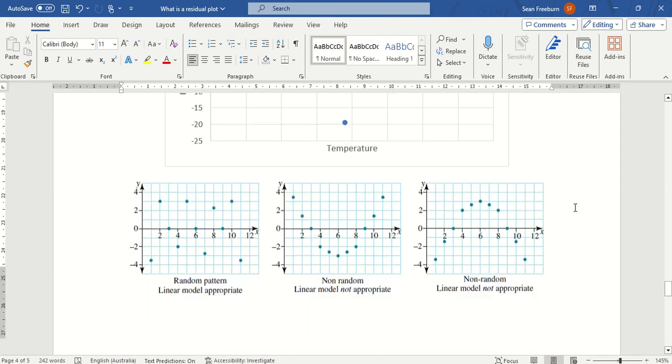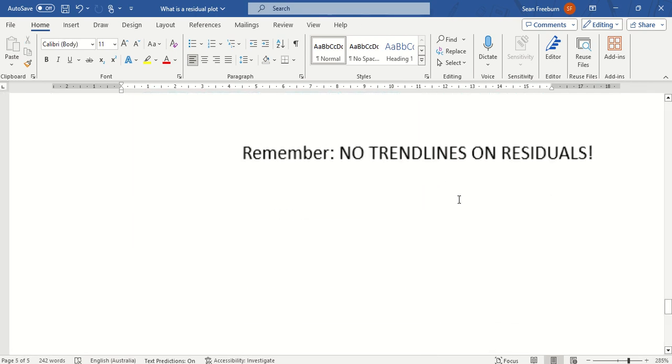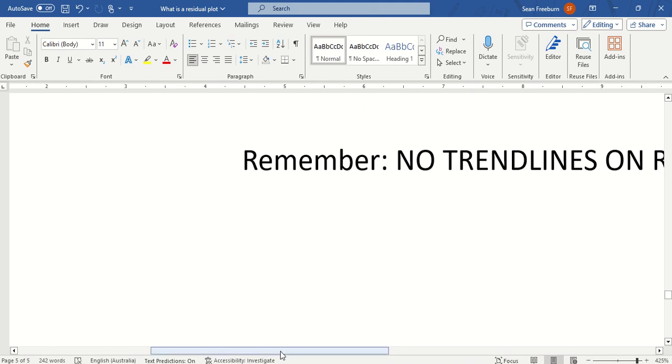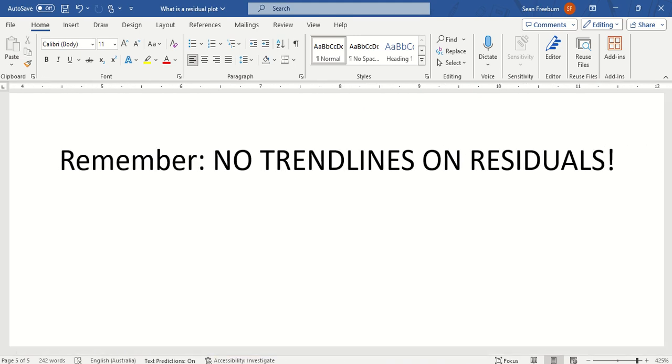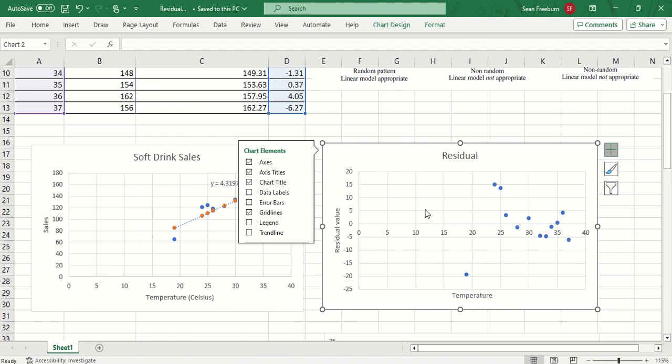Finally, one last hint for those who might be using Excel. Do not ever put a trend line on your residual, okay? One thing that really annoys me when I'm marking assignments is when kids do this. Because why? What is the point of adding a trend line there? What does it tell me?